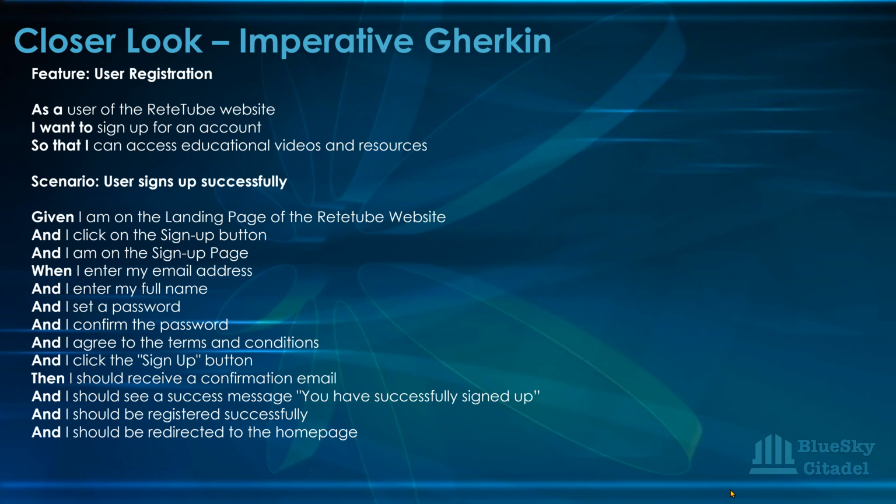Each step is explicitly defined to guide the user through the registration process, including filling out the form, agreeing to the terms and conditions, and validating the outcome of the registration. So this is an imperative approach with detailed instruction. Next, we'll be looking at the declarative Gherkin.